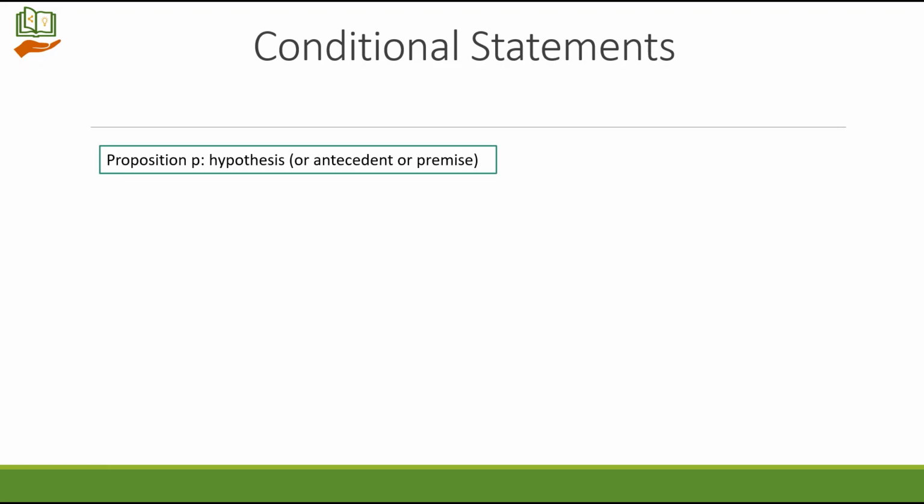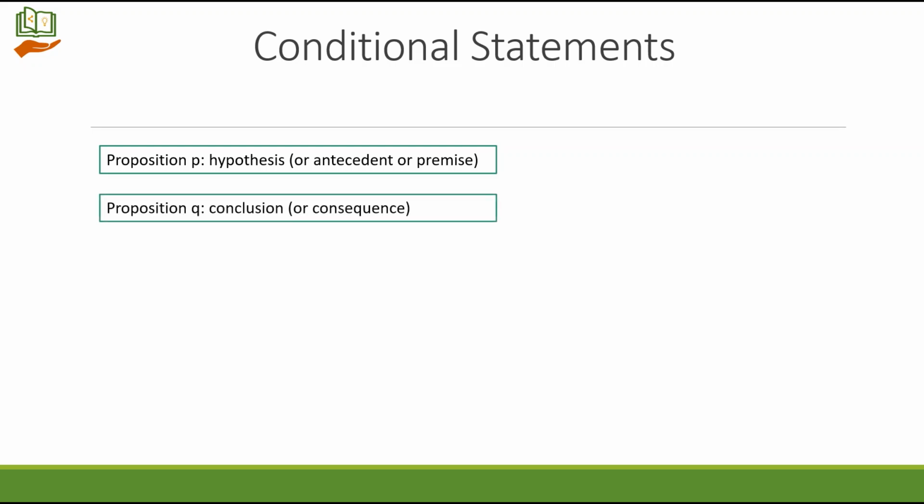Now we are getting into conditional statements. Let's take a proposition P. Now this is going to be the hypothesis, we can say. It is just called a premise, or we can say it's an antecedent. So whatever term you use, all mean the same. So we'll take a proposition P, which is the hypothesis, and we'll take a proposition Q, which is the conclusion or consequence, we can say.